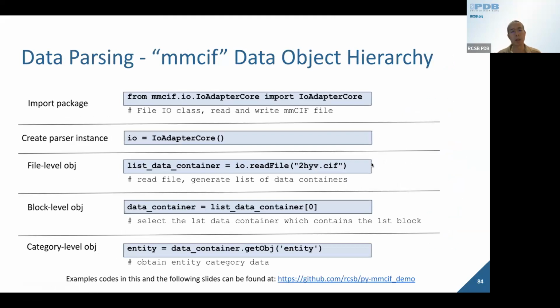Here are some fundamentals of the usage of the mmCIF parser. You first pip install it, using the GitHub to do the mmCIF installation. Then under IO, which means input output, the IO adaptor core is the one to handle the mmCIF files. You create a parser instance, called IO for short. Then you can read a file, and it automatically creates a list of data containers, which is the file level data object. Now, for a PDB coordinate file, you usually take the first data block, which is the first of this list, index 0. Then from this block level data object, you can get all the category level objects. For example, you can use the method get obj and give the category name, in this case entity, to get the entity level data object.